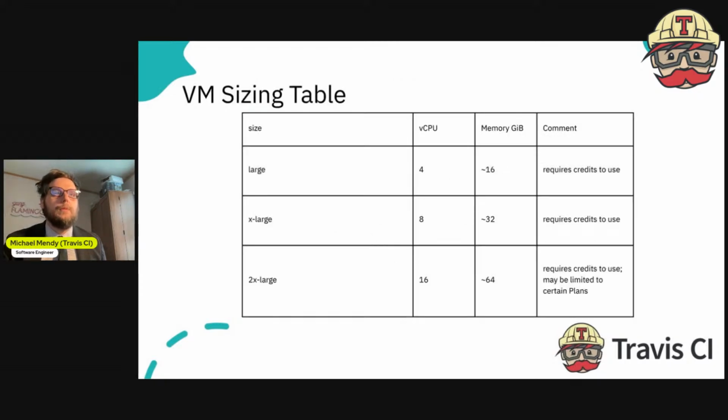Here is the sizing table for the Travis CI VM. So in your .travis YAML, if you define large, you're going to get 4 vCPUs, 16 gigabyte memories. This requires credits to use. You're going to get X large if you define it in your YAML file. This is 8 vCPUs, 32 gigs of RAM, and this requires credits. With the 2X large, this is 16 virtual CPUs, 64 gigs of RAM. And this requires credit to use, may be limited to some certain plans. Again, this might be something you want to talk to support or email me about, and we can definitely get you going with a 2X large if need be.